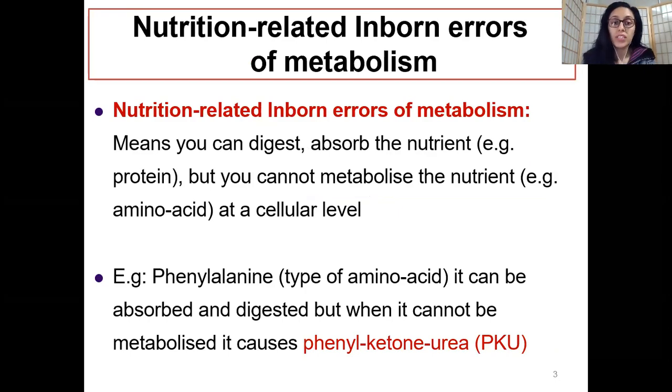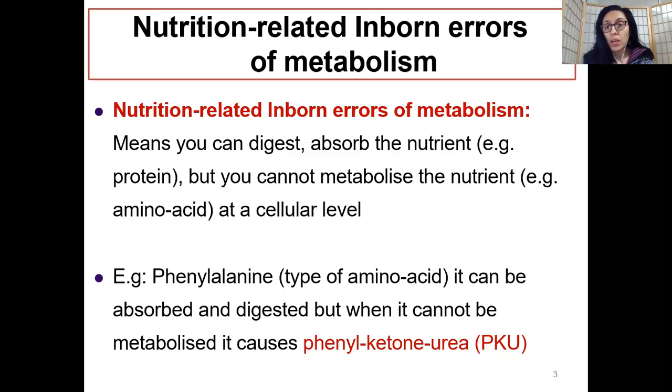So what are nutrition-related inborn errors of metabolism? Basically, this means that you can digest the nutrient and absorb the nutrient, but you cannot metabolize the nutrient. Metabolism of a nutrient happens within the cell. So when the nutrient enters the cell, that is when it starts creating a problem, because it cannot be metabolized. This concept is very new for a lot of undergraduate students if you haven't heard of phenylketonuria.